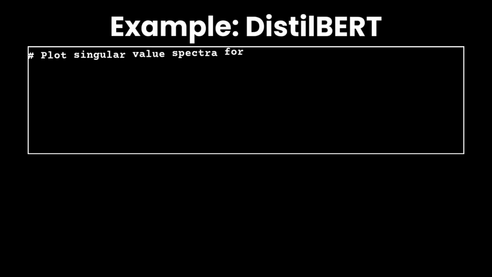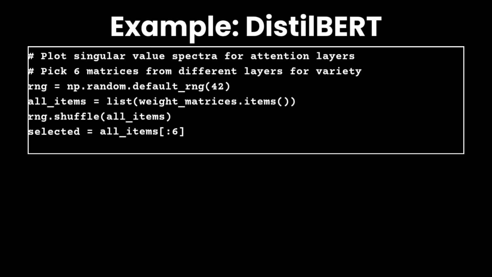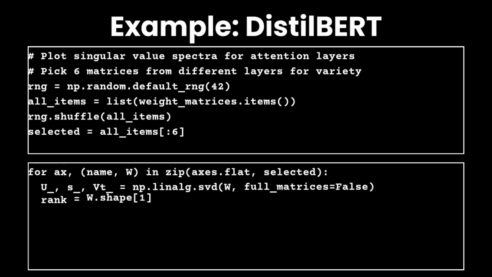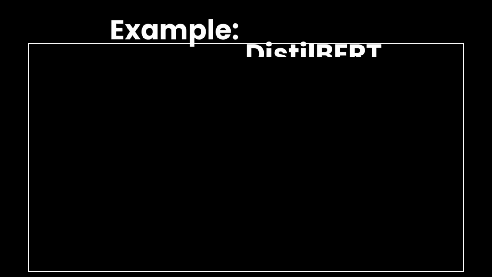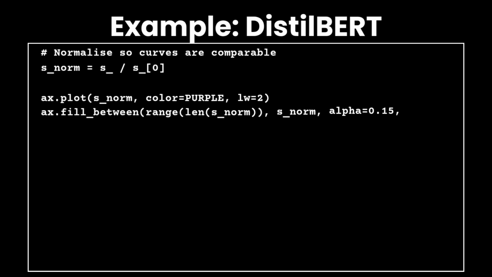For a fair evaluation, we take 6 weight matrices randomly among these, calculate SVD for each of these matrices, and normalize the singular values. Normalizing singular values makes it easy to compare how much each singular value contributes against the highest singular value. And we plot the same for comparison.